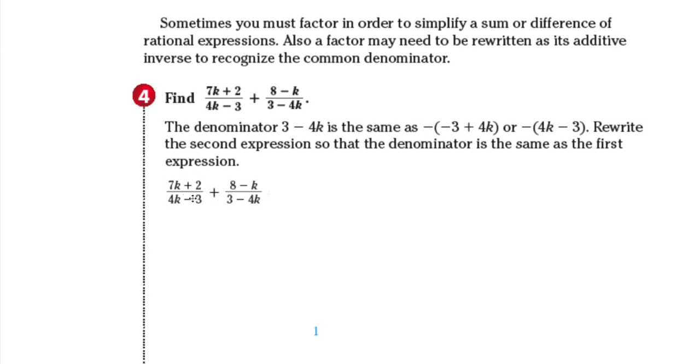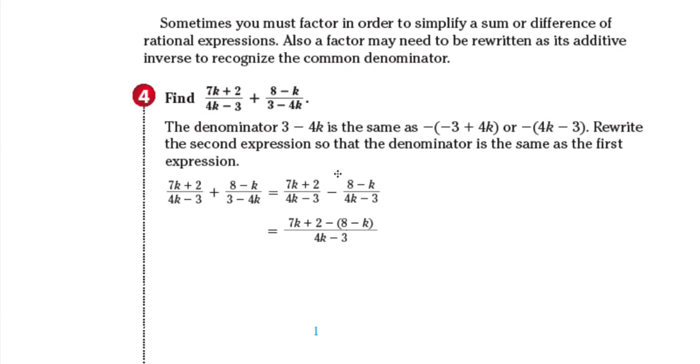So copy the problem and then factor out negative 1 from this particular expression. And remember, we consider that negative 1, so the addition becomes subtraction, because positive times negative 1 will give you a negative. Now that we have the same denominator, keep the denominator 4k minus 3 and simply subtract 8 minus k from 7k plus 2. So this becomes 7k plus 2 minus the quantity 8 minus k.